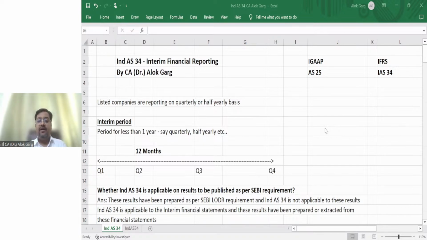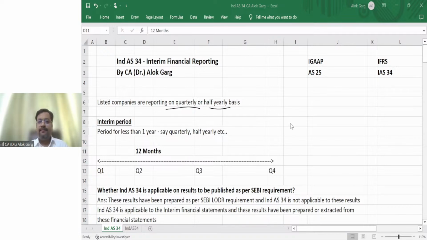Yes, Viraj and Rakesh are saying listed companies, very good. Listed companies, due to the SEBI regulations, are required to report on a half yearly or quarterly basis, right? For example, if it is a debt listed company, earlier it was required to report on a half yearly basis. If it is an equity listed company, it is required to report on a quarterly basis as per SEBI regulations.